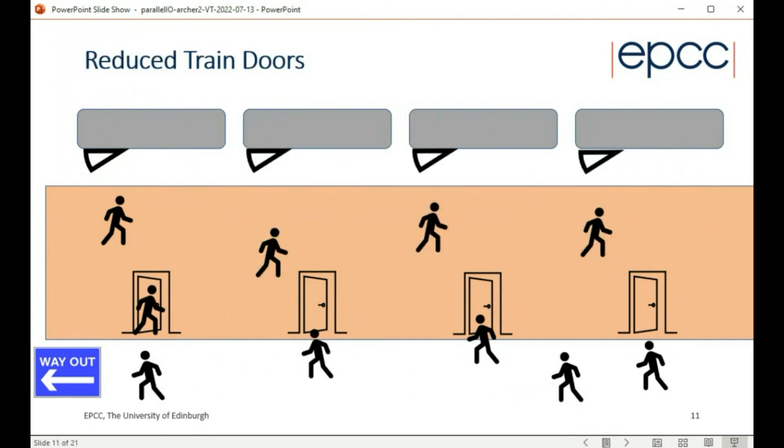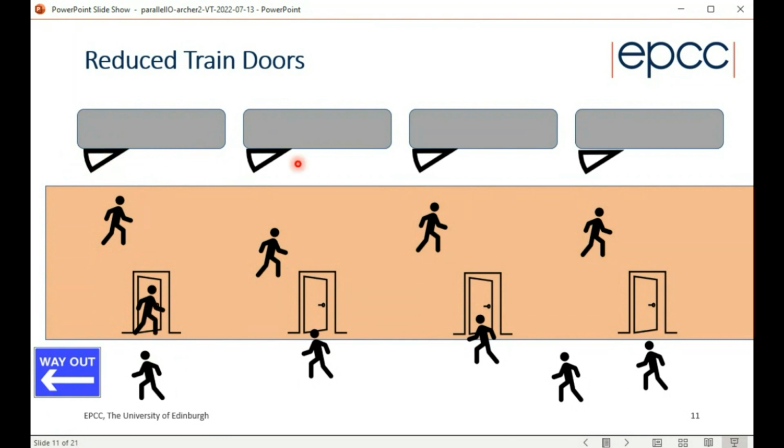Reduced train doors, okay? For example, I originally had 2 train doors open per carriage. Whoops, I've lost my cursor. But imagine that actually a single train door can cope with more people than the exit door.